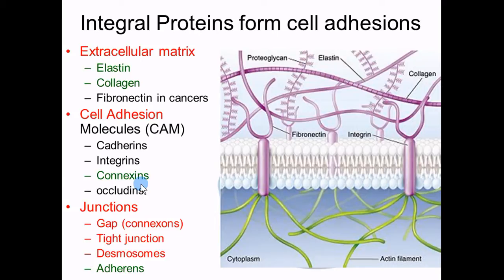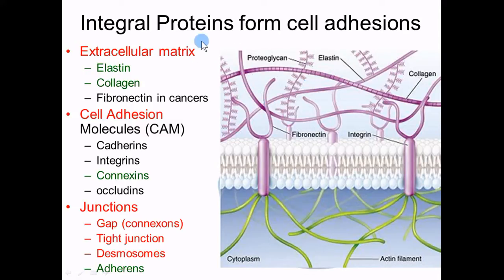Another thing is that integral proteins can form adhesions, and adhesions sound exactly like what they mean. They're stickiness, the things that hold things together. So here's your membrane of the cell, and on the outside you have all these structures that are holding on to other parts. Right? Some of these are going to be really important when we talk about tissues later. They're going to be more significant.